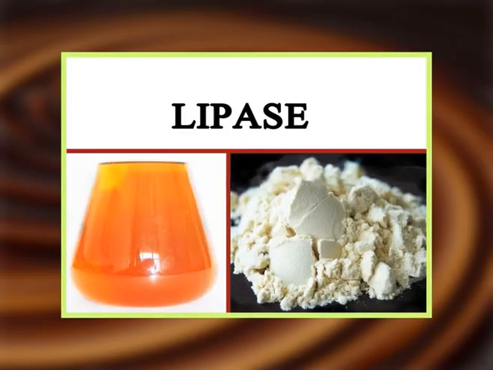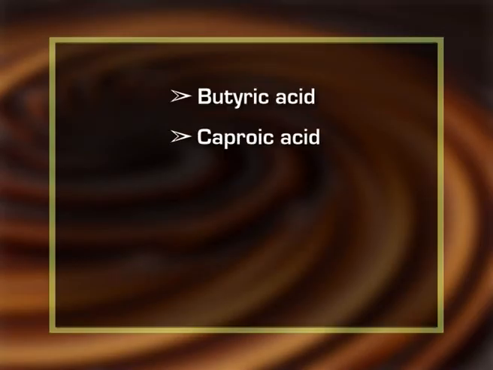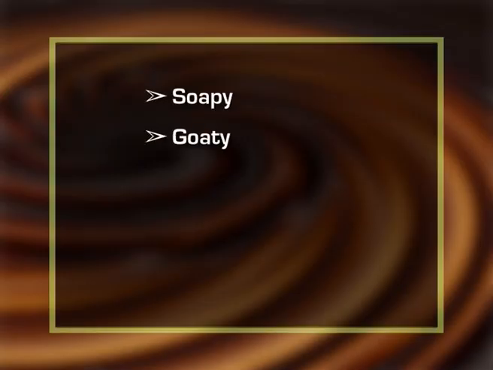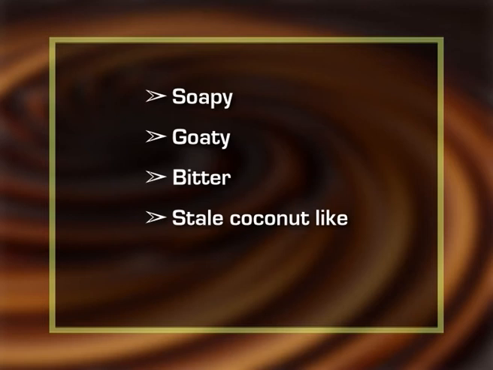Rancid. The enzyme lipase is normally found in milk, and under conditions of excessive agitation, foam formation and alternate warming and cooling, it catalyzes the breakdown of the fat. The free fatty acids that are liberated, butyric, caproic, caprylic, capric, and lauric acids, produce the off flavor which has been variously described as soapy, goaty, bitter, stale, coconut-like, and perspiration-like.